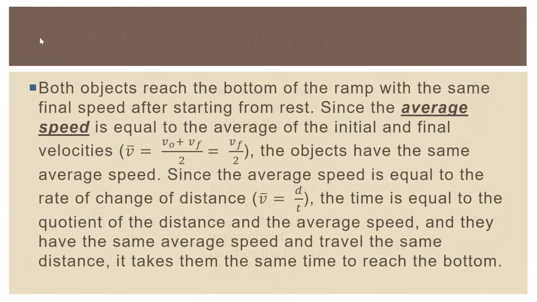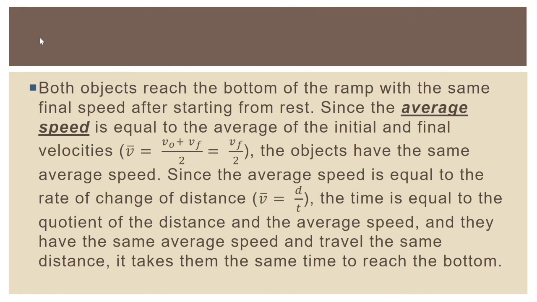And so I wrote here, both objects reach the bottom of the ramp with the same final speed after starting from rest. Since the average speed is equal to the average of the initial and final velocities, remember that equation is just v naught plus v final over 2. And here, because the initial velocity is 0, we can get rid of that. Really, the average speed is v final over 2. They got the same v final, so the objects have the same average speed.